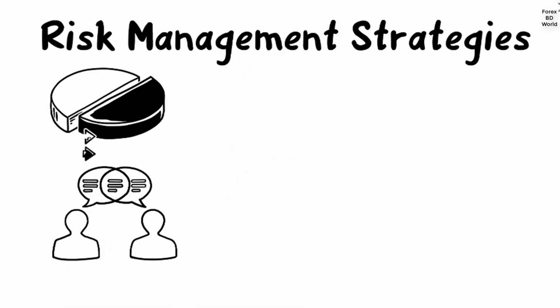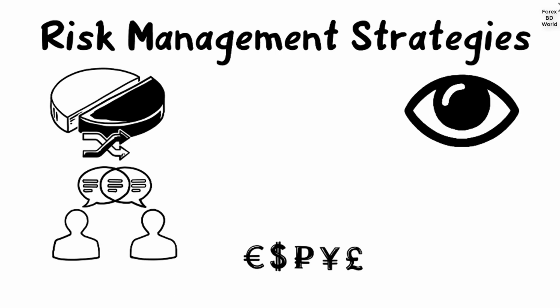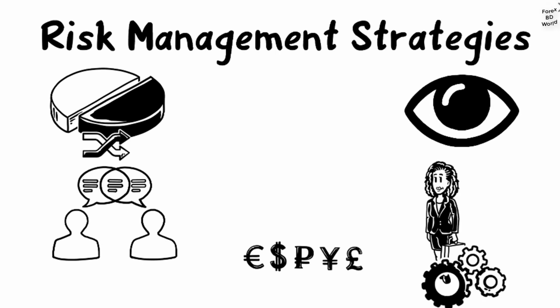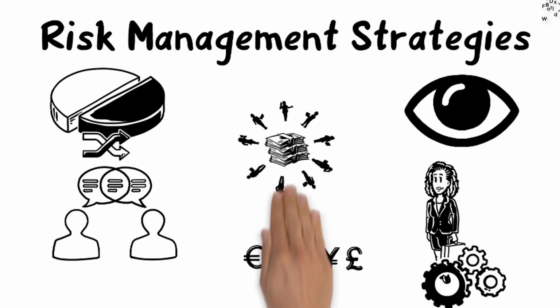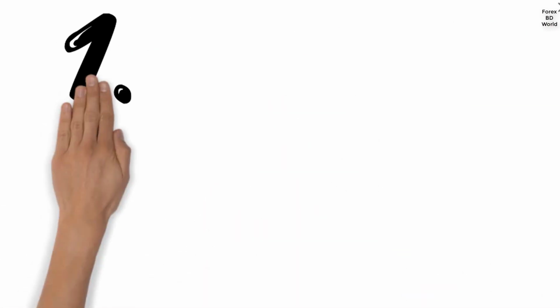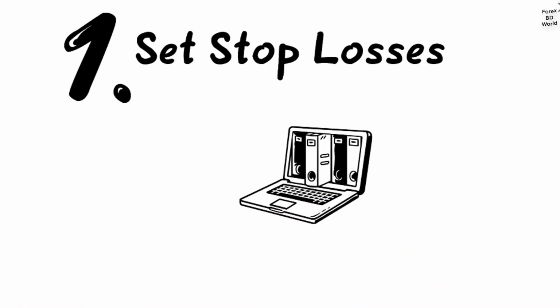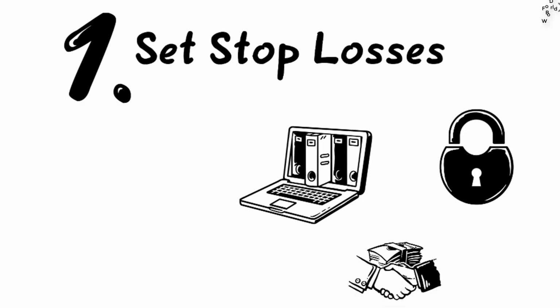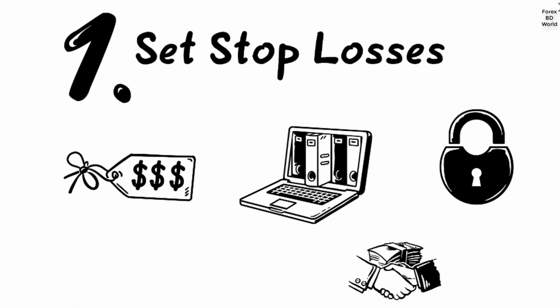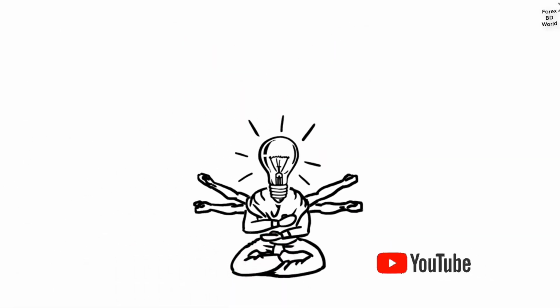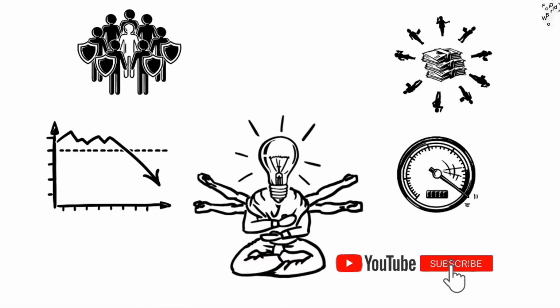Risk management strategies. Now that we have discussed the different types of Forex risks, let us look at some practical risk management strategies to help you protect your investments. 1. Set stop losses. A stop loss order is an order placed with a broker to sell a security when it reaches a specific price. It is a simple but effective way to limit losses and protect your investments.